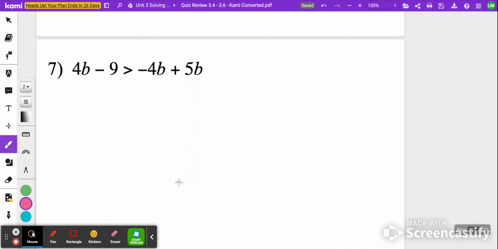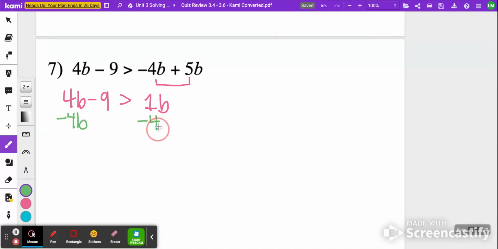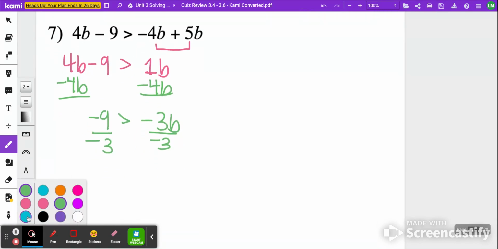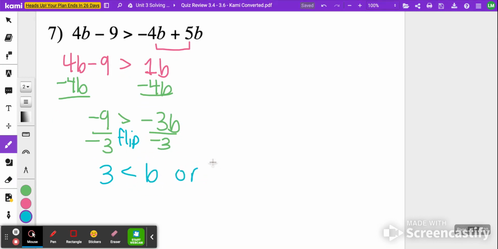Number 7, the first thing I want to do is get all my variables to one side and my numbers to the other side. But before I do that, I realize I can combine these two variables over here. 4b plus negative 4b plus 5b is 1b, and then still my greater than sign and 4b minus 9 on the other side. Then it just makes the most sense to subtract this 4b and bring it over here with 1b. So I have negative 9 is greater than negative 3b, then dividing both sides by negative 3. Because I'm dividing by a negative, I will have to flip my inequality symbol. So I get 3 is less than b, or b is greater than 3, so that when I graph it, I have an open circle pointing right.